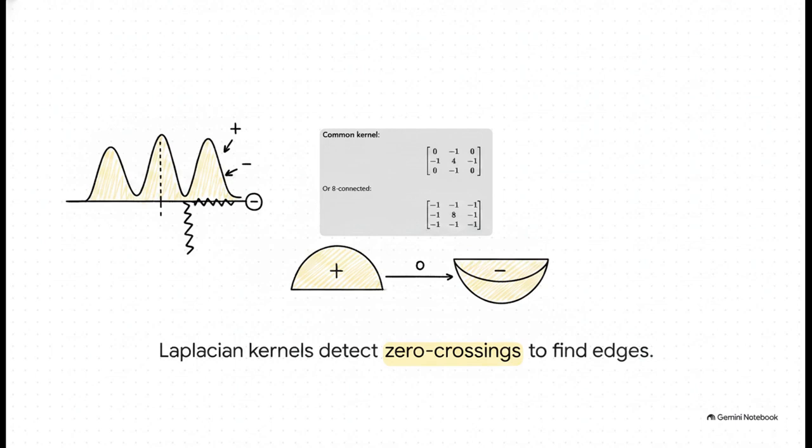The real magic happens when adjacent pixels suddenly flip from positive to negative. That zero crossing right in the middle, that is your computer jumping up and screaming, right here, I found the exact center of the edge.